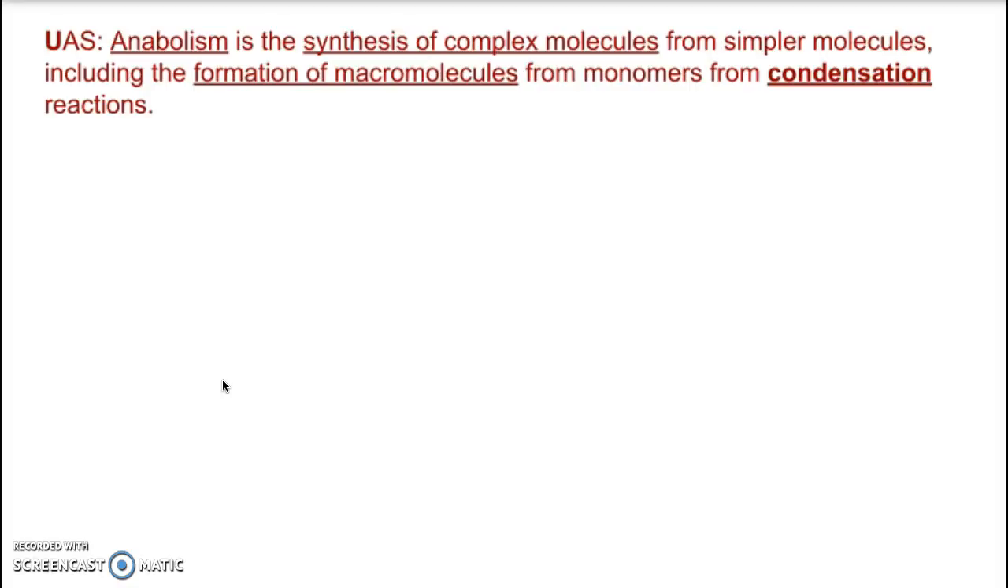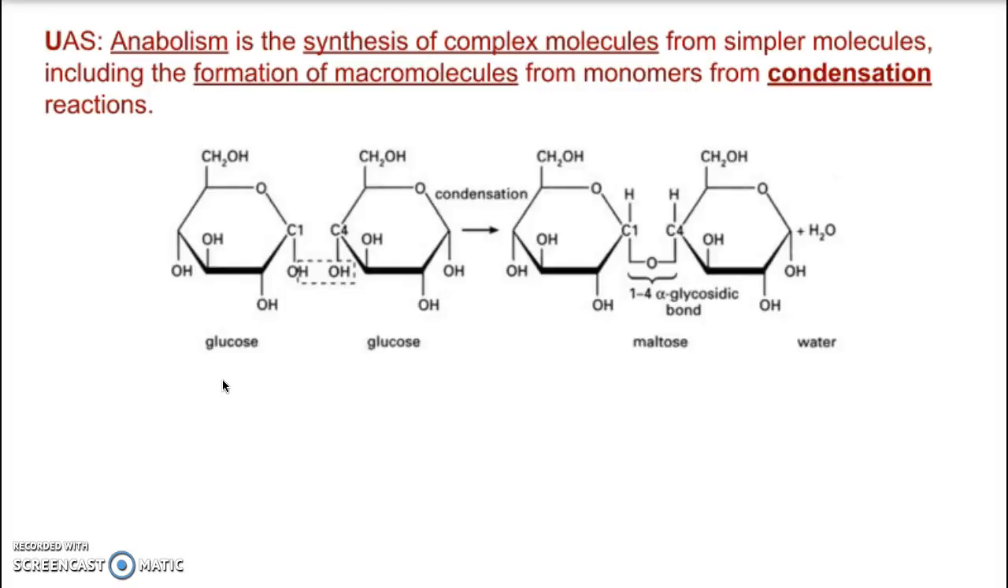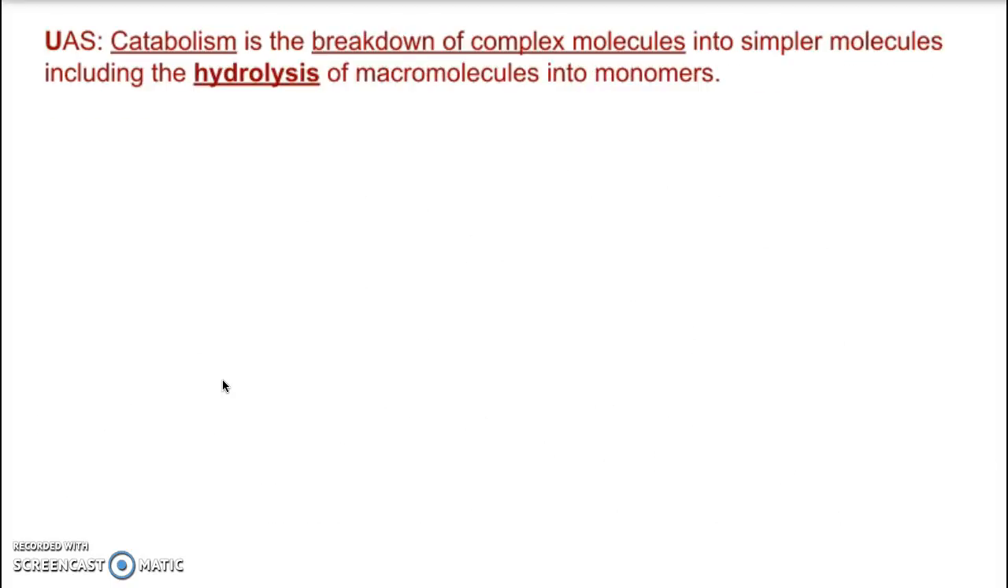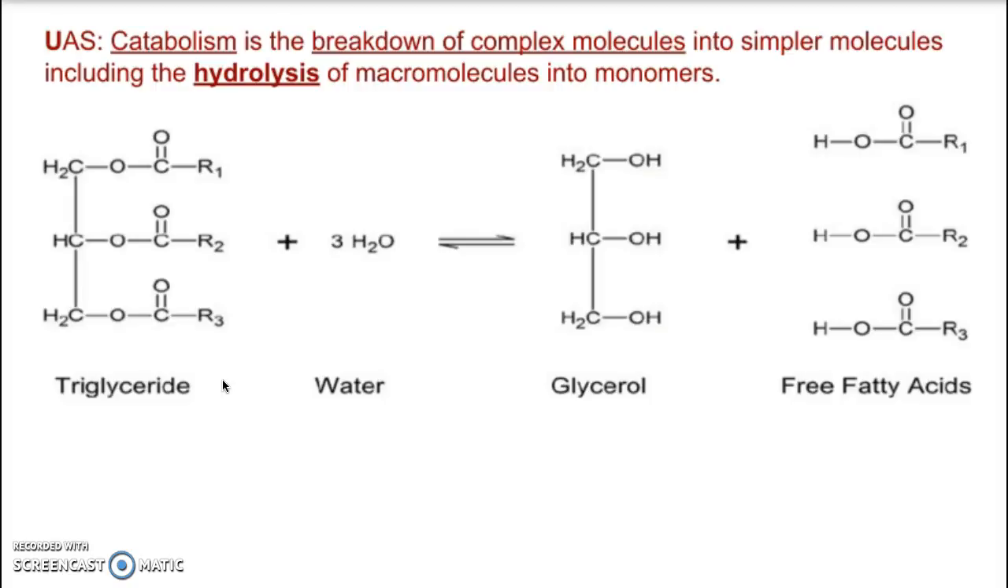Okay, now these are important. From Bio 2 we saw that anabolism is the synthesis of complex molecules from simpler molecules, including the formation of macromolecules from monomers by condensation reactions. You should be familiar with these from Bio 2. We can see here a couple of examples, and I'd like you to take note of that for class. And then we have catabolism, which is the breakdown of complex molecules into simpler molecules, including the hydrolysis of macromolecules to monomers. Again, I put an example there, and I'd like you to consider that one before class.